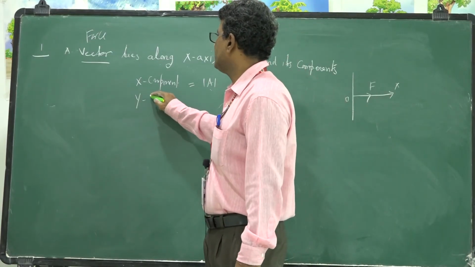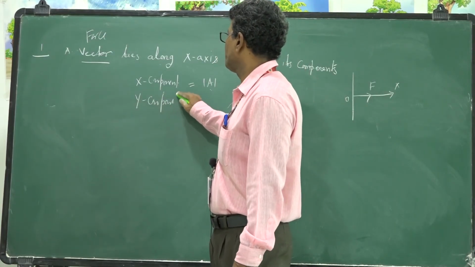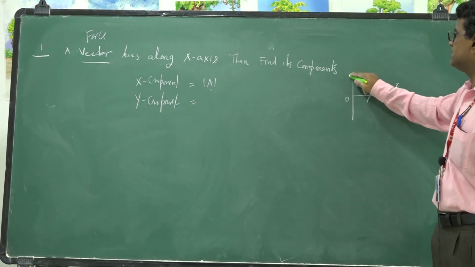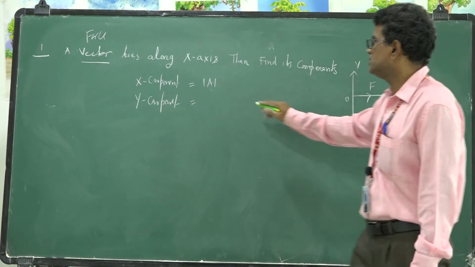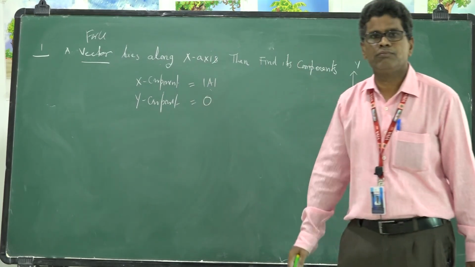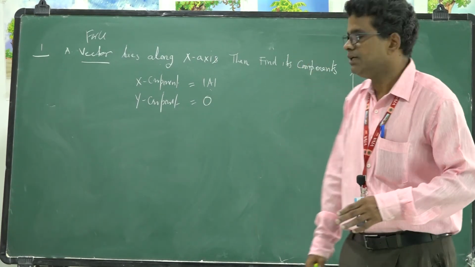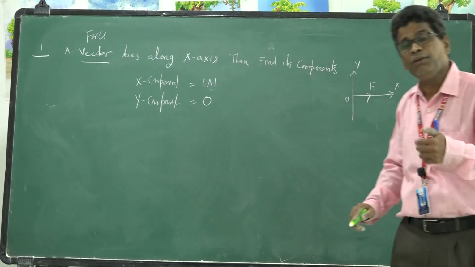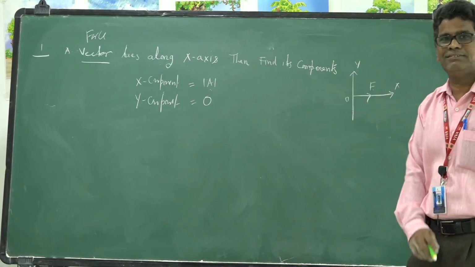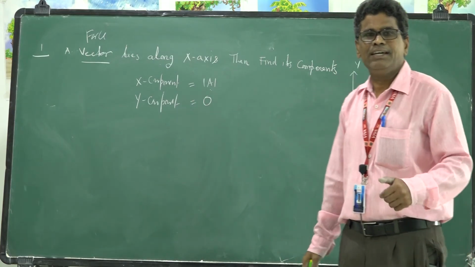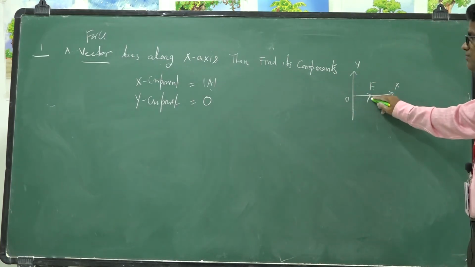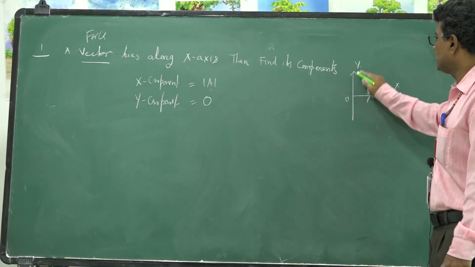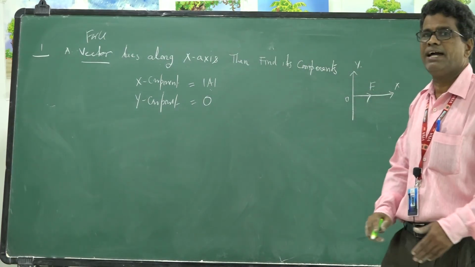So what is its y component? If the vector lies along x-axis, its y component is 0. That means this force does not play any role in this y direction. That is the meaning. Okay? So because of this force, the body gets accelerated.